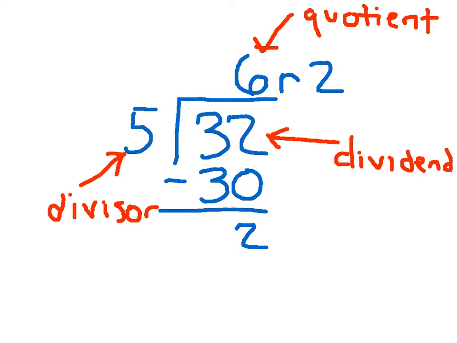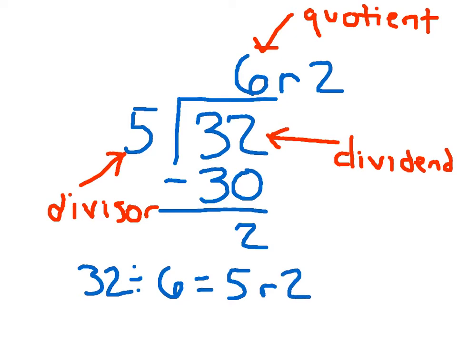So the way we read this again is 32 divided by 5 equals 6 remainder 2. So that's where it is that we're headed. If we had written this from left to right, we would have written it like this here, 32 divided by 5 equaling 6 with the remainder of 2.